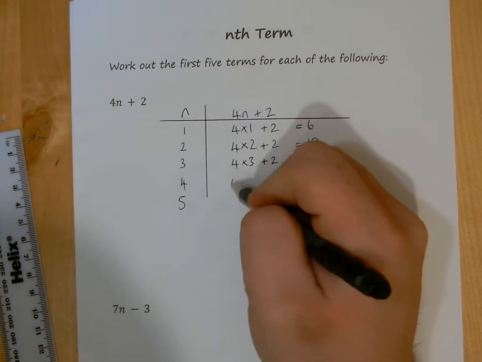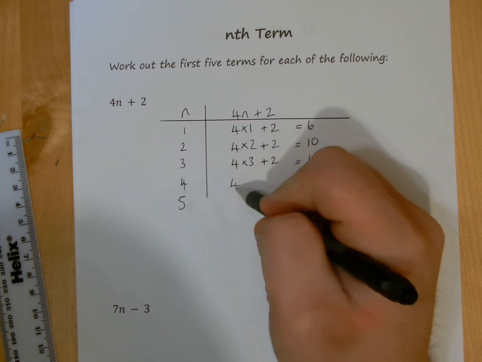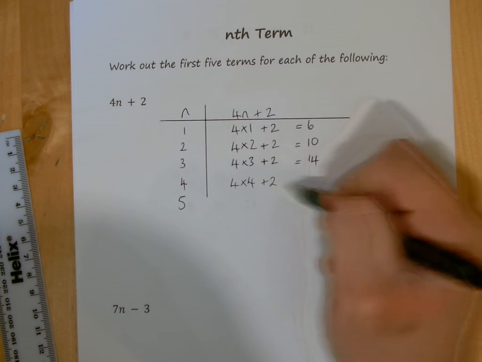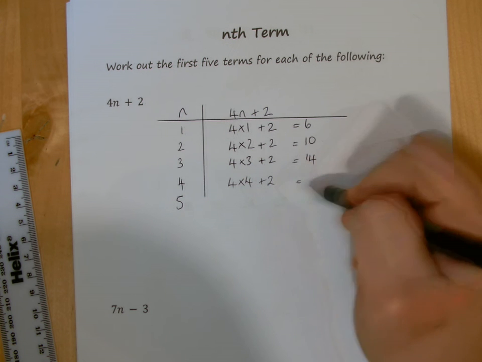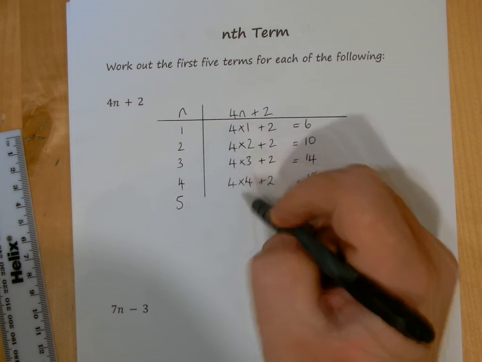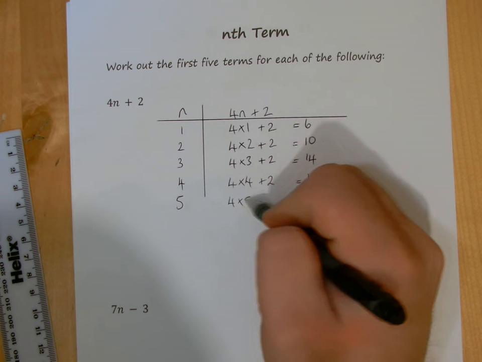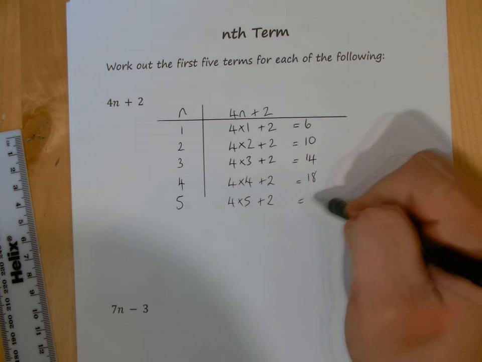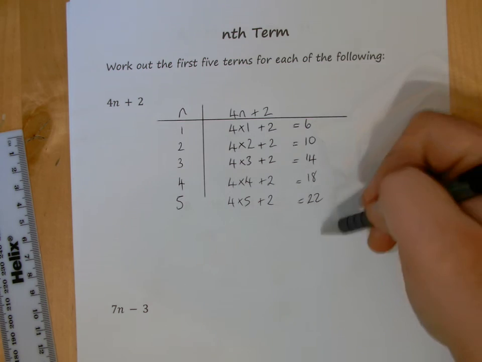I mean, let's double check that. So when n is 4, we'll have 4 times 4, plus 2, so 16 plus 2 is indeed 18. And then when n is 5, we'll put it in there, so we'll have 4 times 5 is 20, plus 2 is 22. So those are the first 5 terms there. So let's just try one more.